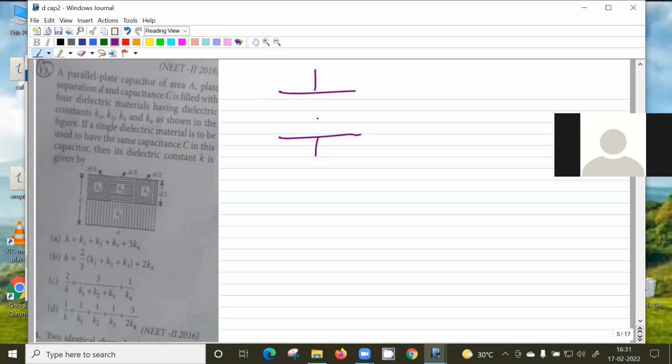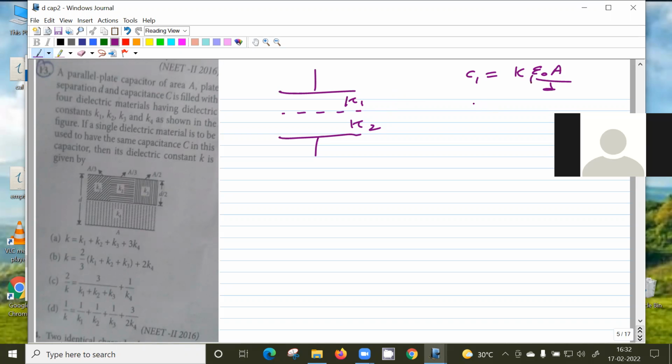Okay. See, this is a capacitor, right? Positive plate and negative plate. And suppose I introduce dielectrics here, say K1 and K2. What is the capacitance of this new capacitor? See, the capacitance of C1 is something, right? It's K1 epsilon naught A by D.